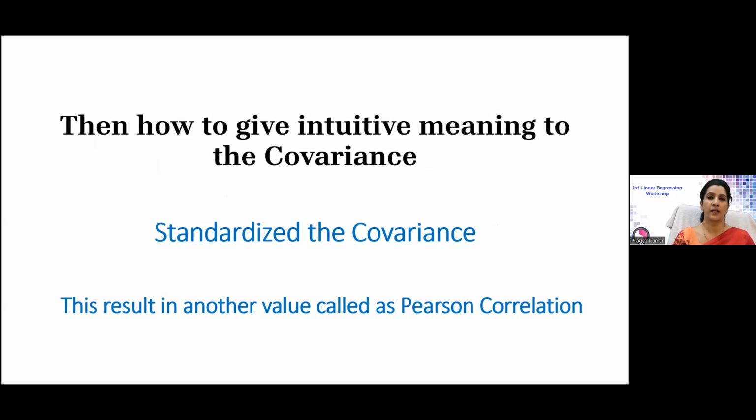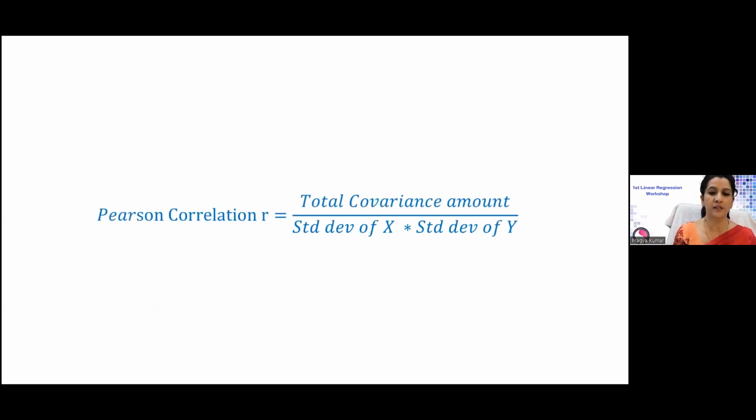So how do we do it? And you know that whenever the units are different, and if you want to compare the two different entity, how do we do it in statistics? We just standardize it. And that's how we have standardized this covariance. And this will result in another value, which is known as the Pearson correlation. And this Pearson correlation is basically the total covariance divided by the standard deviation of X multiplied by standard deviation of Y. And that's why it has got no unit, because then it gets cancelled, and that's why this Pearson correlation has got no unit.